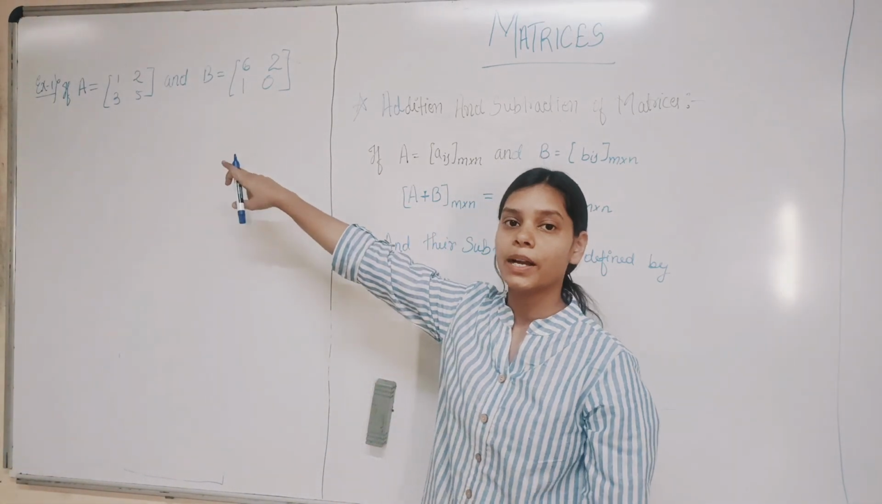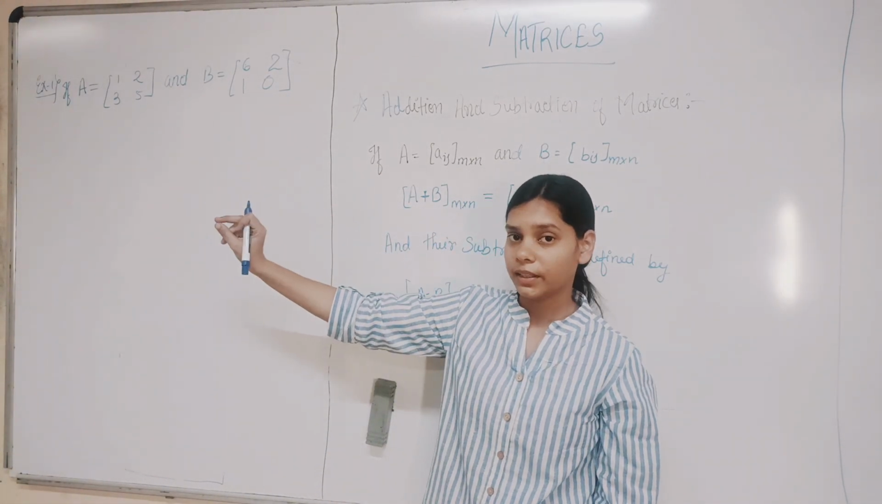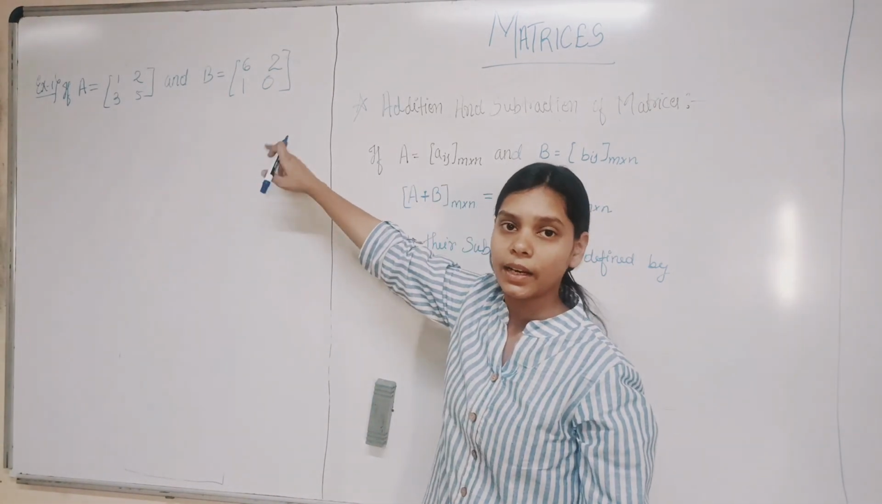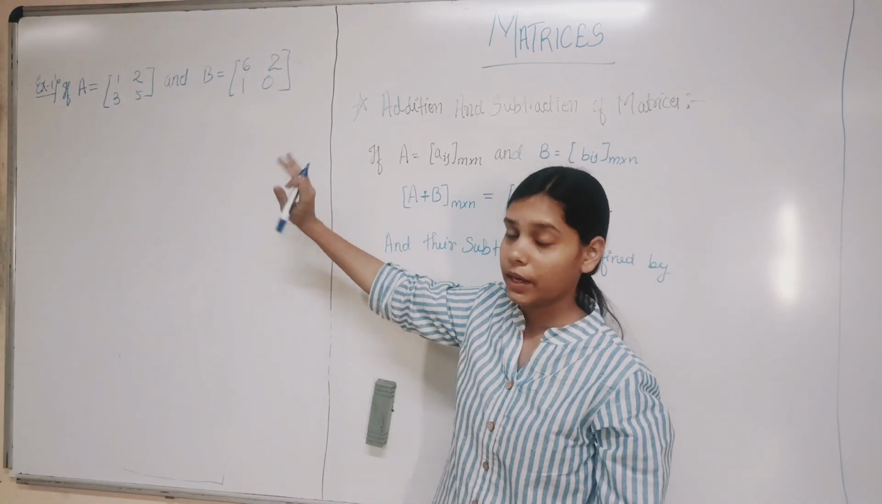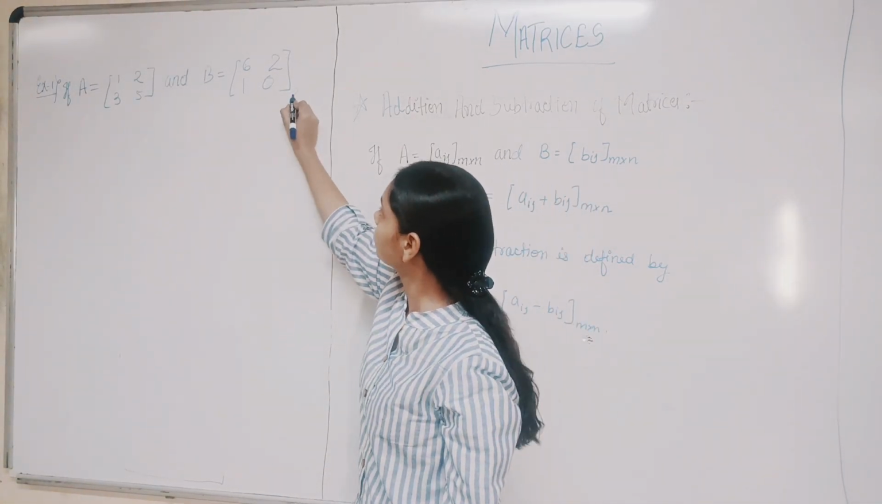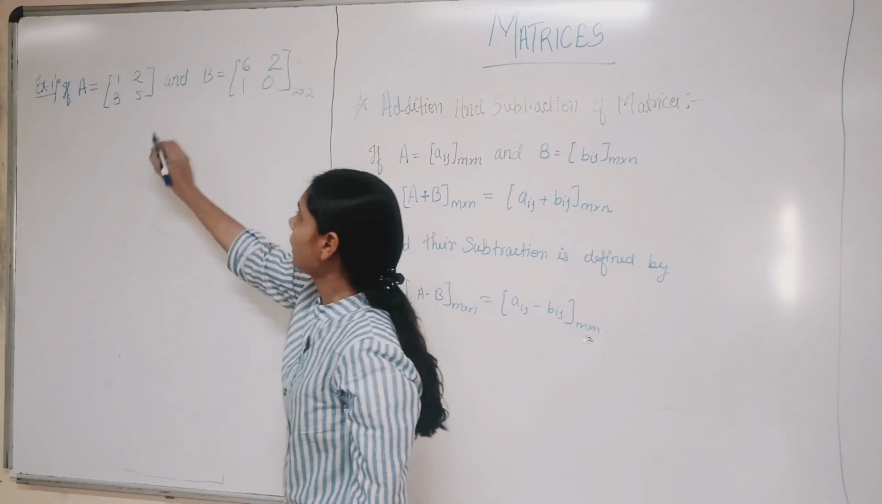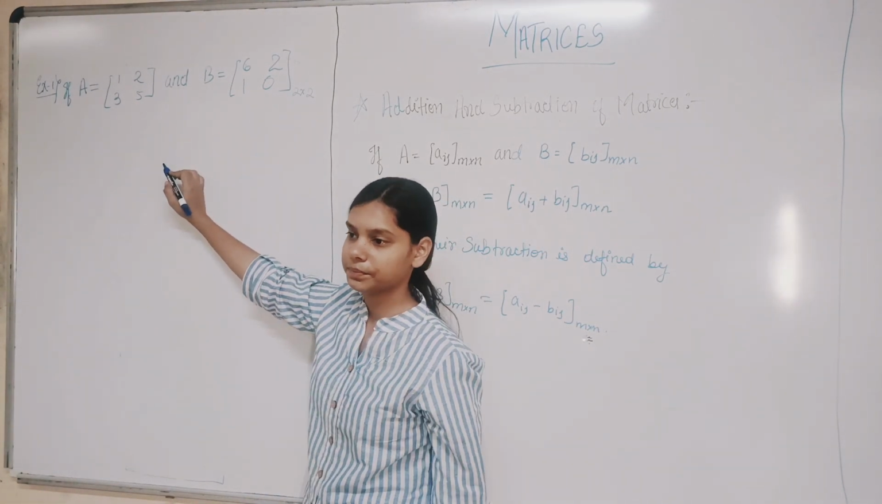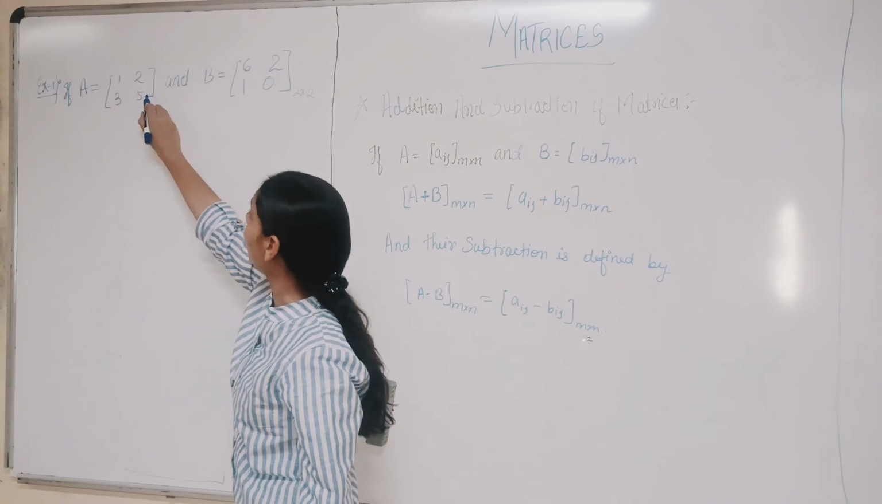What is the order of this matrix? Exactly, 2 cross 2, because here 2 rows are there and 2 columns are there. So the order of this matrix will be 2 cross 2. And the order of this matrix will be, tell me anyone from this side. Exactly, 2 cross 2.